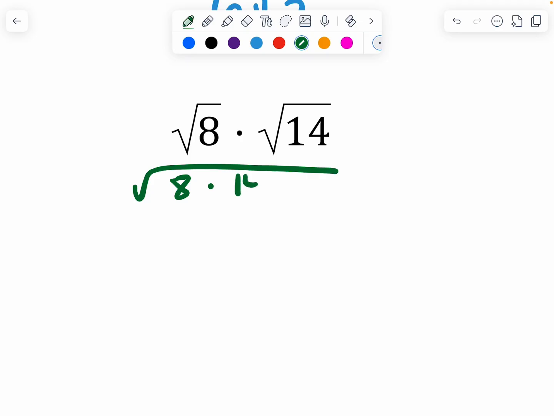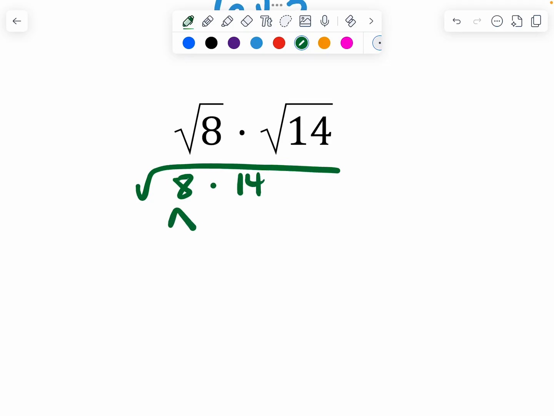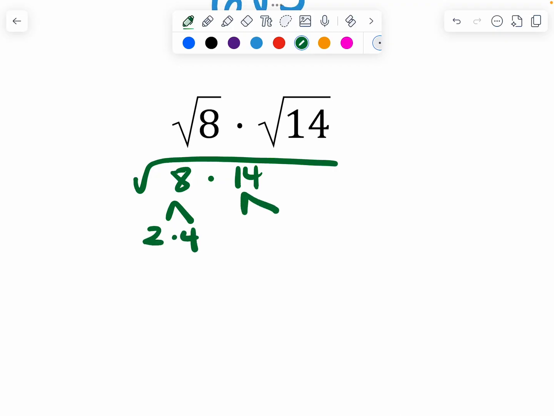8 times 14. Okay, so I know that this goes down to 2 times 4. This goes down to 2 times 7. So why didn't I take this one down further? I can. Maybe this time I will. I'll take it down further.